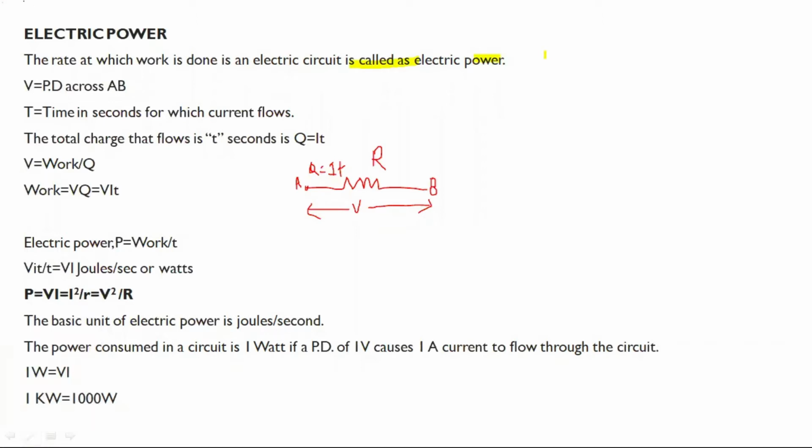Say V is equal to PD across AB. PD means potential difference, as I told you. T is equal to time in seconds for which the current I flows through the wire A and B. So the total charge that flows in t seconds is Q is equal to It coulombs.